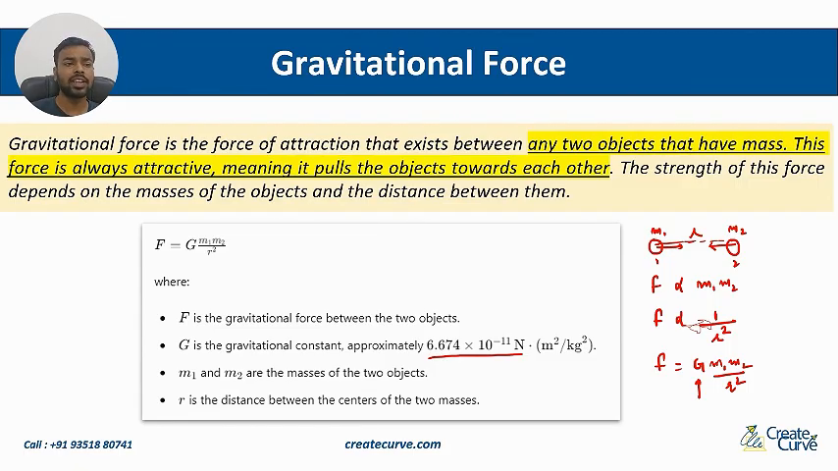Let's understand what exactly the statement is. Gravitational force is a force of attraction between any two objects. This force is always attractive, meaning that everything will pull towards each other, and the strength of this force depends on the masses and the distance between them.